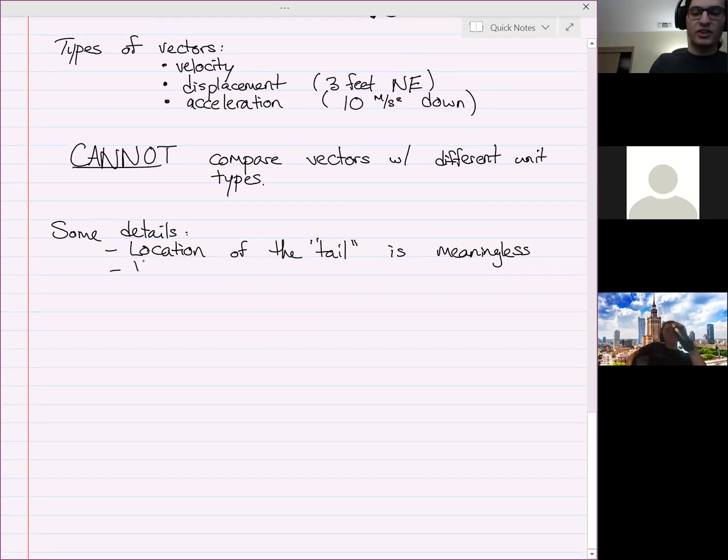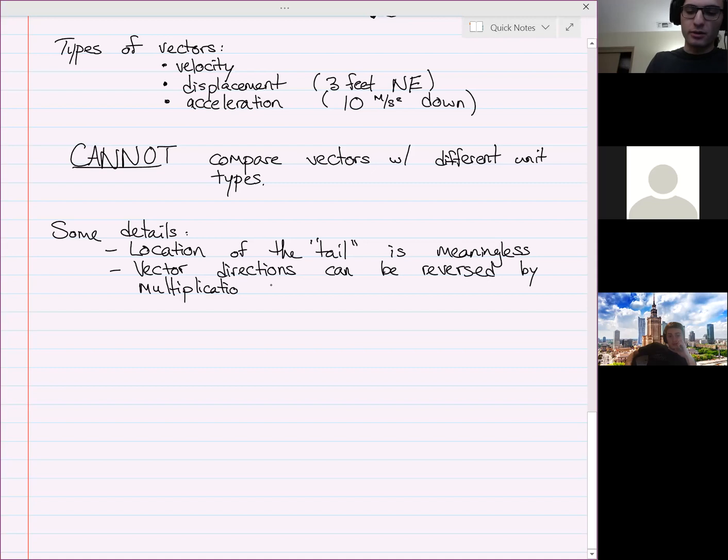Another detail is that vector directions can be reversed by multiplication by -1. And I'll explain what I mean by multiplication in a minute. And I apologize for my handwriting, by the way. It's kind of hard to write on this tablet. Hopefully it's legible. And if not, look at the textbook. Vectors also can be scaled, i.e. their length can be changed by multiplication by a number.